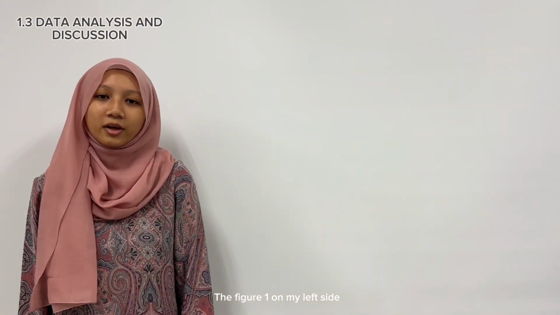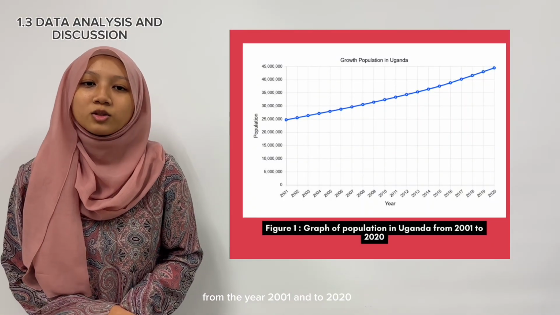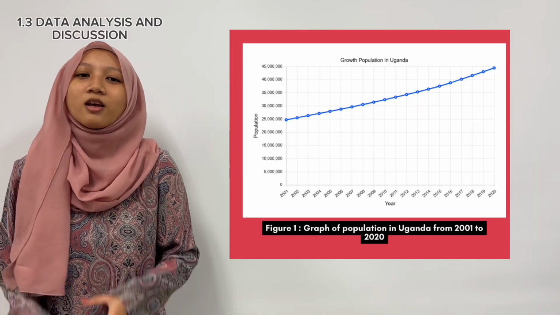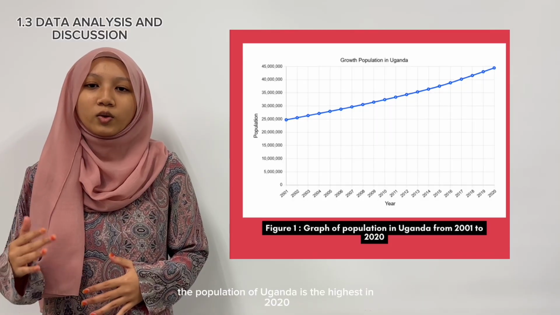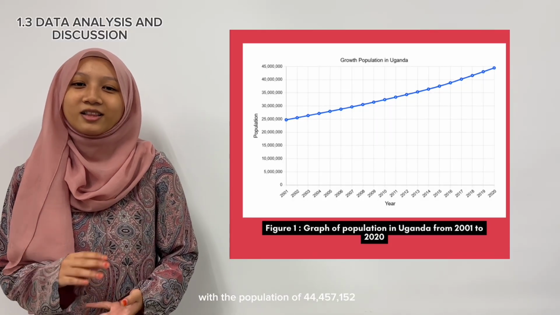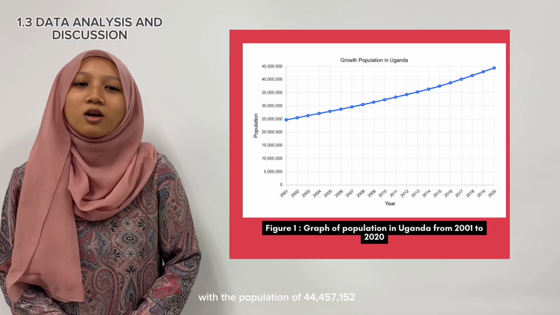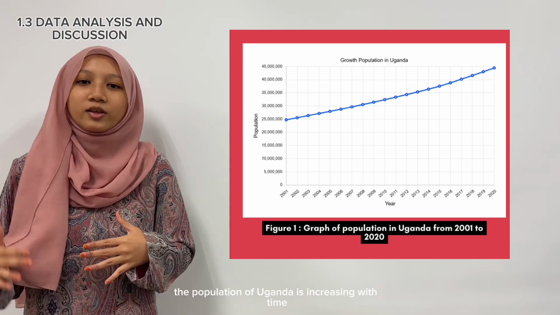Figure 1 on my left side shows a graph of population in Uganda from the year 2001 to 2020. Based on figure 1, the population of Uganda is the highest in 2020 with the population of 44,457,152. Corresponding with the graph, the population of Uganda is increasing with time.